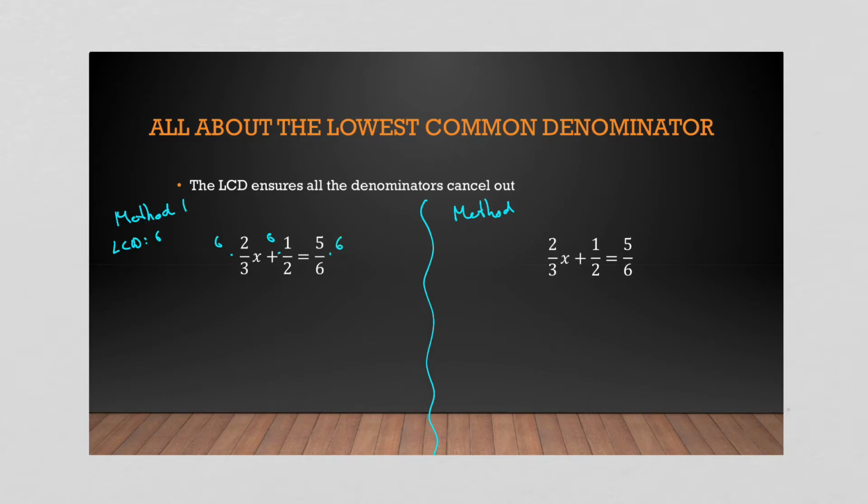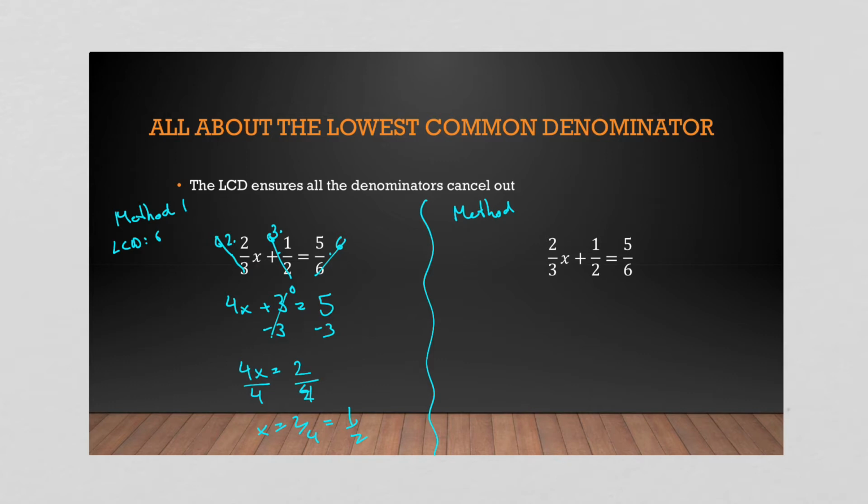The reason why we do that is because if you multiply by a multiple of the denominator, you will divide with the denominator. So here, 6 divided by 3 is just 2. So now we have 2 times 2 left, so you get 4x. And here 6 divided by 2 is 3, so you have 3 times 1, so plus 3. And 6 divided by 6 is 1, so we're just left with 5. And then it's the questions that we now find really easy. Minus 3, 4x equals 2, and then divide by 4, divide by 4. X equals 2 over 4, which equals 1 half. So method 1 is just multiplying by the lowest common denominator.